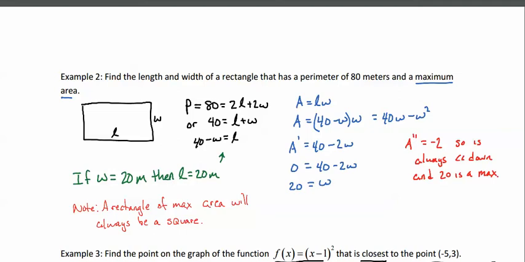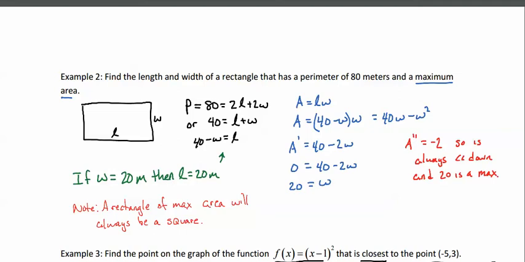I'm going to divide everything by 2 in order to get 40 equals L plus W. And then I chose to solve for L, but you could have solved for W instead. L equals 40 minus W. And I use this in my blue area formula and substitute. A equals LW becomes A equals (40 minus W) times W, which is 40W minus W squared. It's easier to use a distribution here rather than having to use a product rule for the derivative.